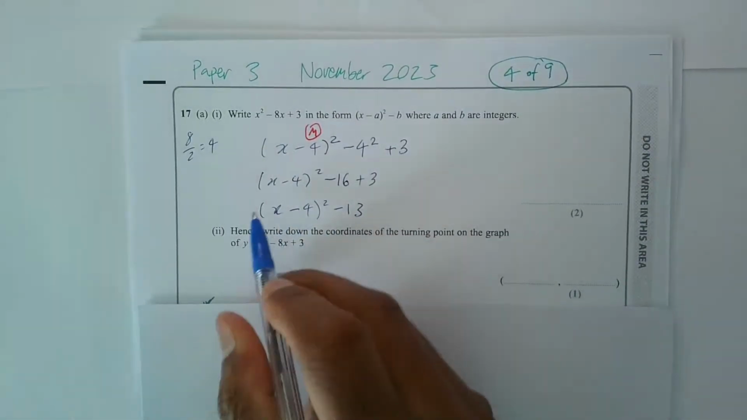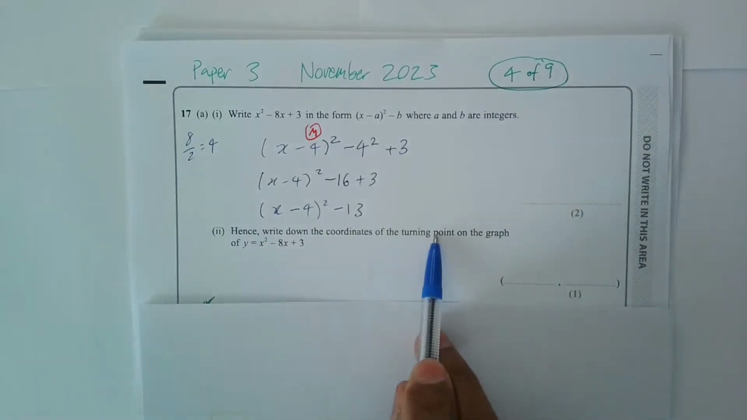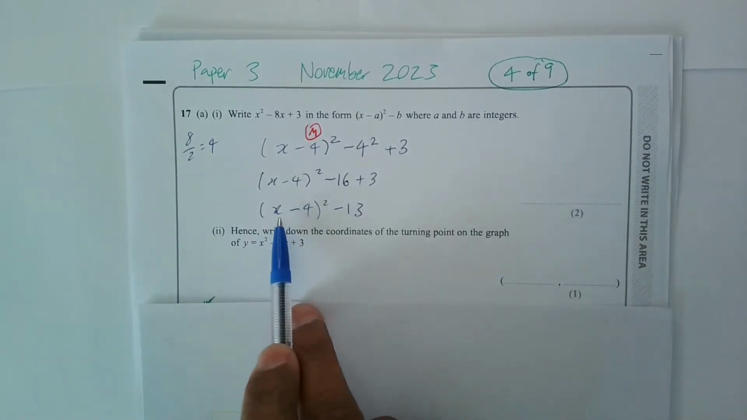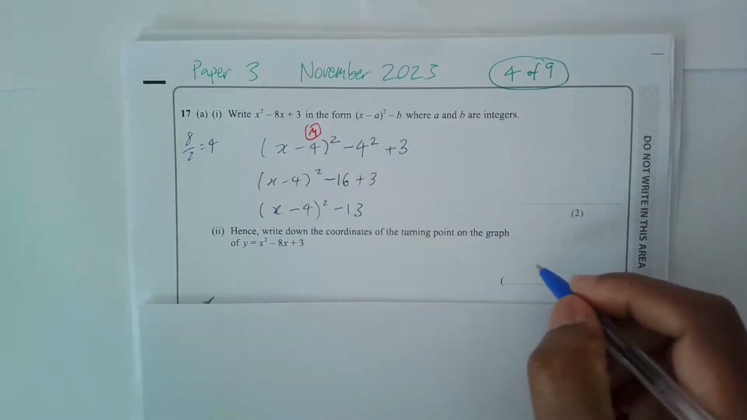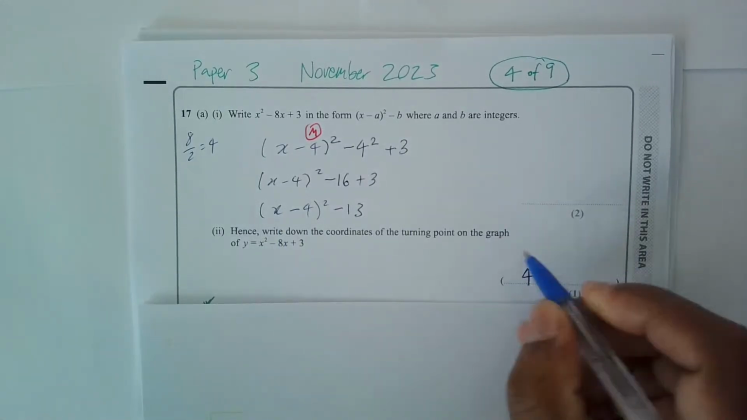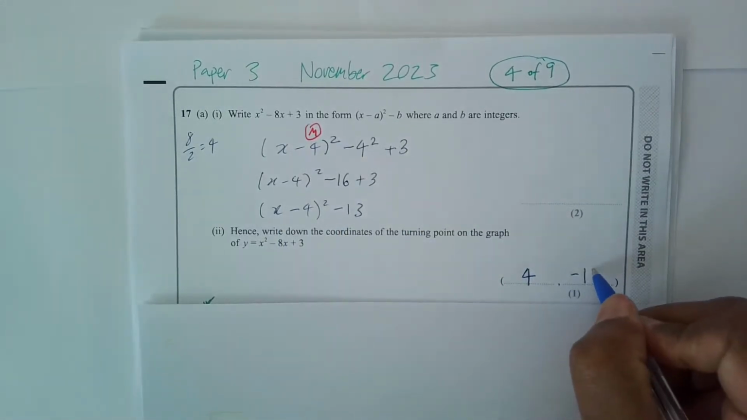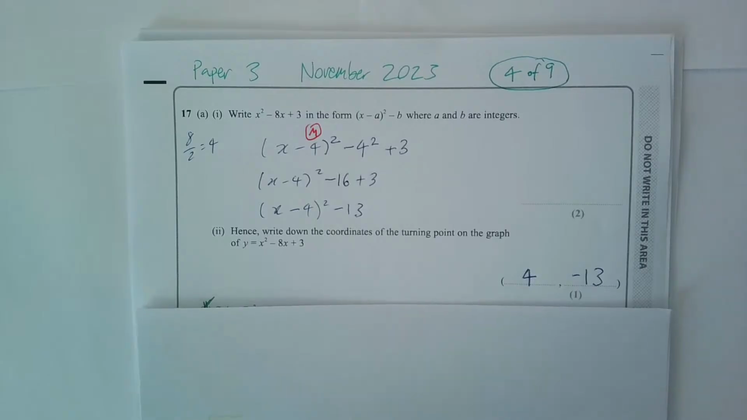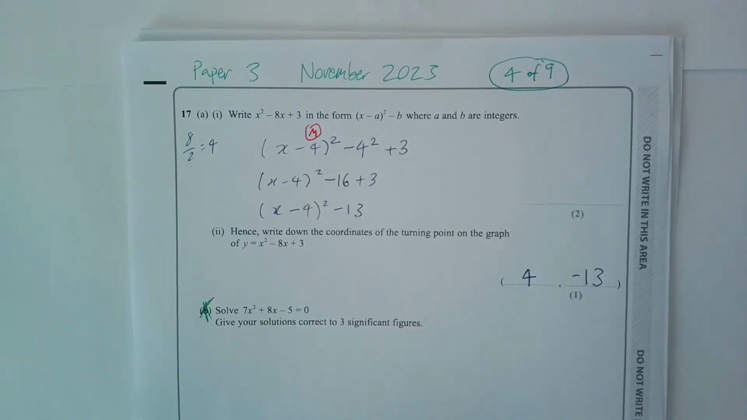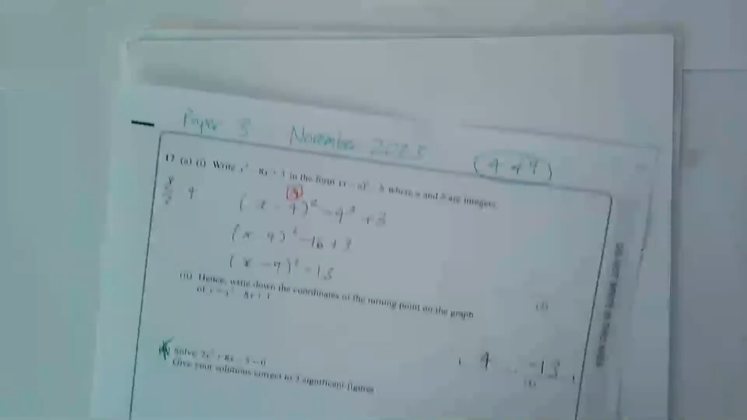And now, hence, write the coordinates of the turning point on the graph. So using this, I've got x take away 4, so the opposite of that will be plus 4. That stays the same, minus 13. Nice and straightforward question there. And we're not doing part C and the other part. So I hope you got that correct.